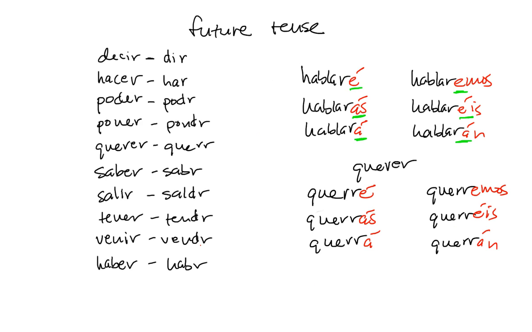All right, so that's the way the future tense works. All of these on the left have the irregular root. Every other verb in Spanish will be regular.